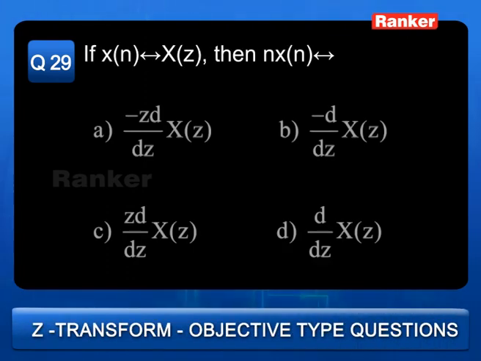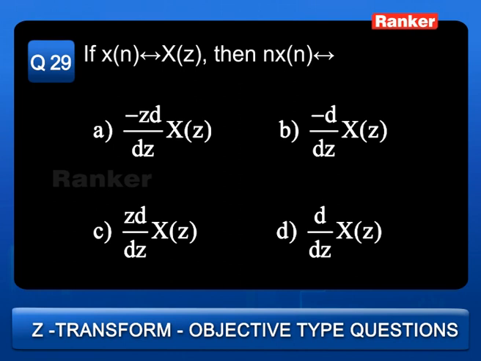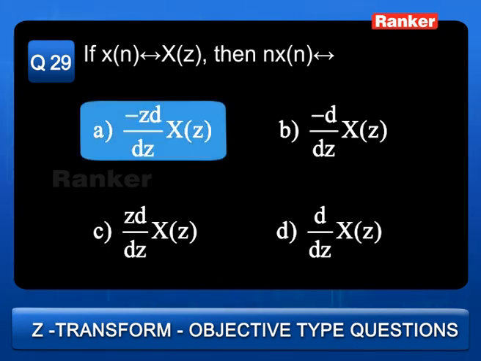Let us see question number 29. If x(n) is having a z transform of X(z), then n x(n) will have a z transform. The choices are A, minus z d/dz of X(z); B, minus d/dz of X(z); C, z d/dz of X(z); and D, d/dz of X(z). The answer is A, that is minus z d/dz of X(z).